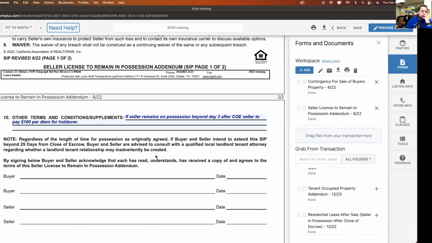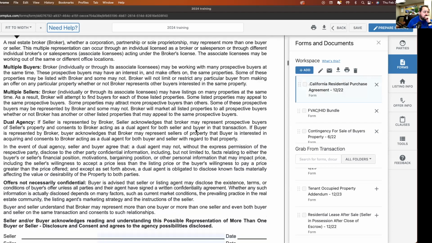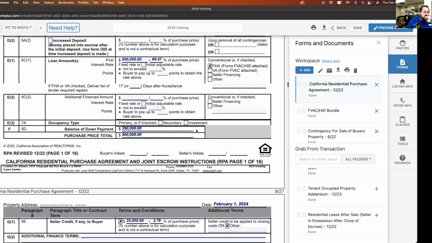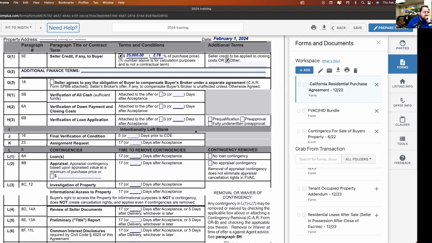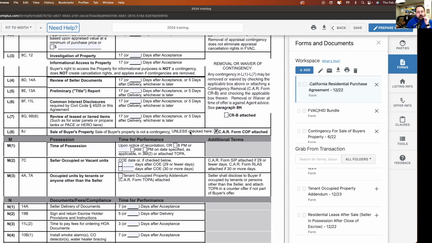Gio, you had your hand up. Yeah. So was that the previous RPA that automatically gave the seller three days? No, the RPA never gave it. It's never been automatic. It's always been something you have to put in. Yeah, it used to say. No, it never did. I promise you, it never did.